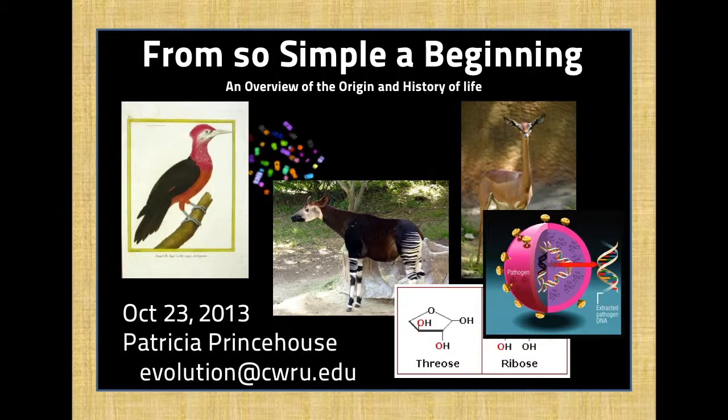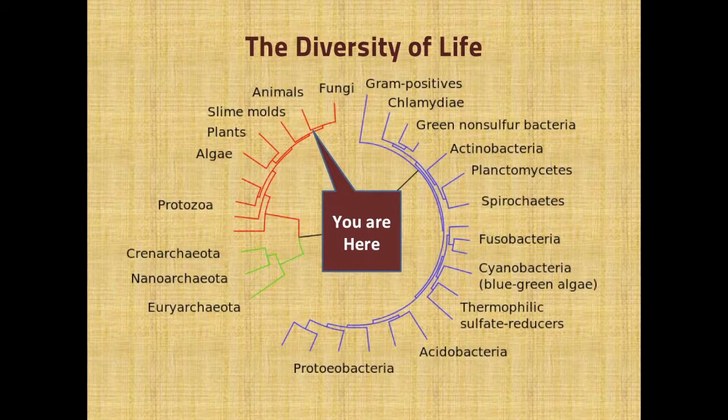Of course, "from so simple a beginning" refers to the last paragraph of The Origin of Species. Darwin says, "From so simple a beginning, endless forms most beautiful and most wonderful have been and are being evolved." So we're going to take about a 10,000 foot view, a million foot view, I think, of this to follow up.